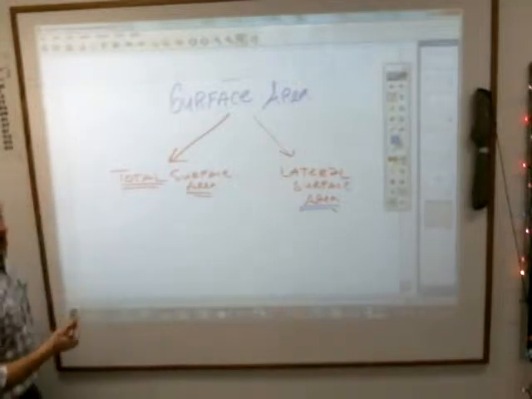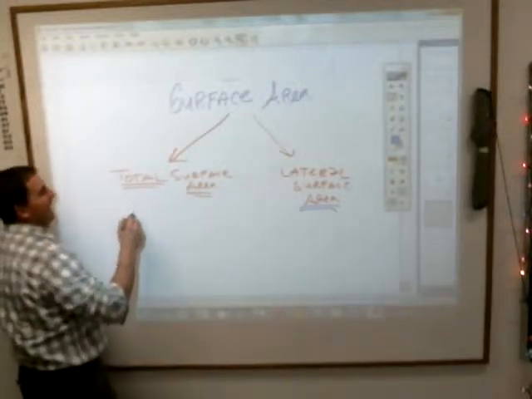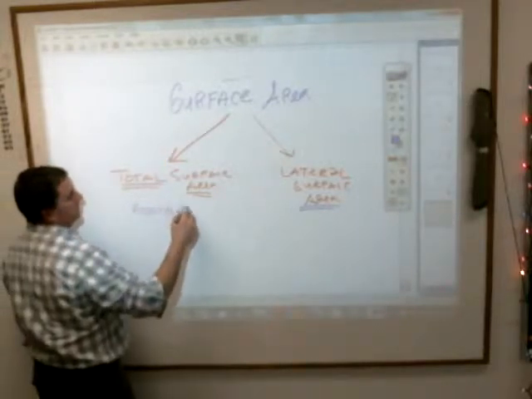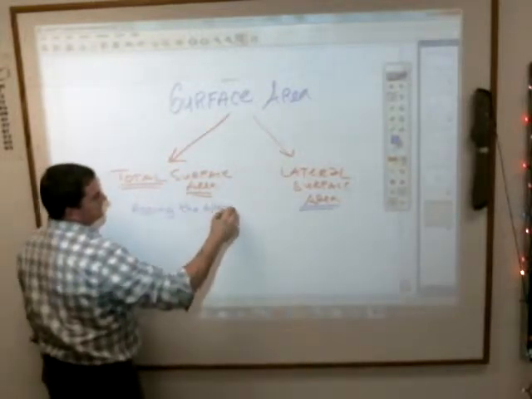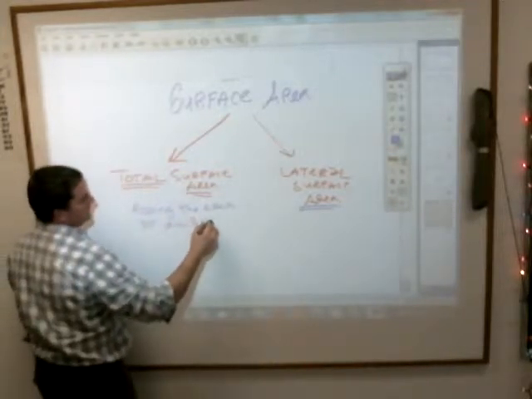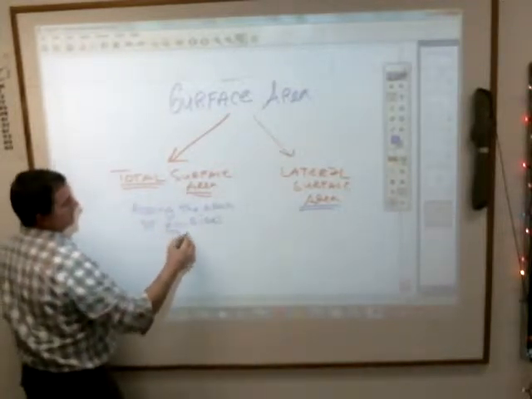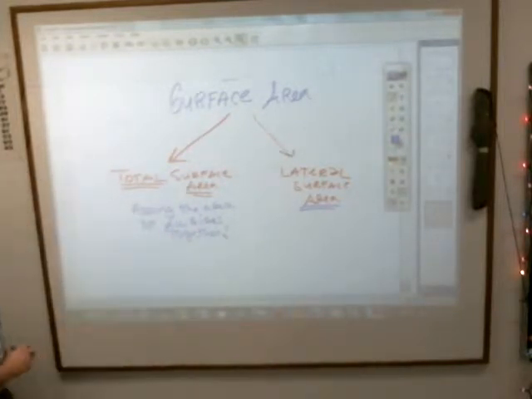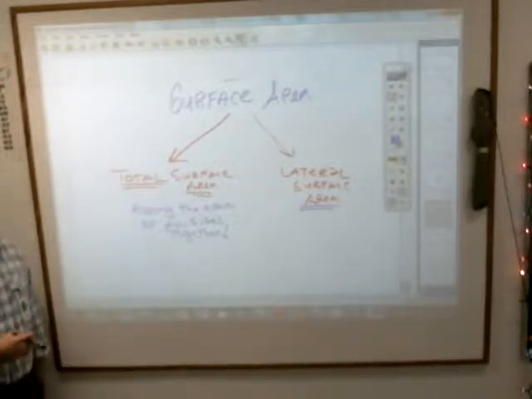If you remember back, surface area we said is just simply adding the area of all sides together. Okay, that is total surface area. All the sides added together.